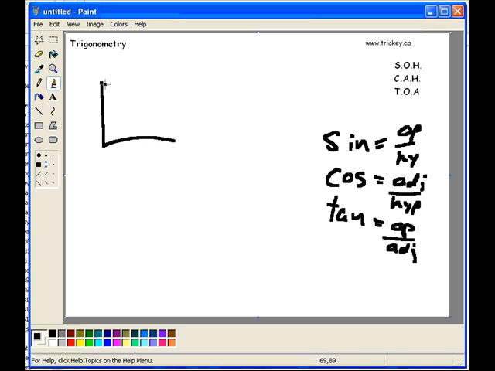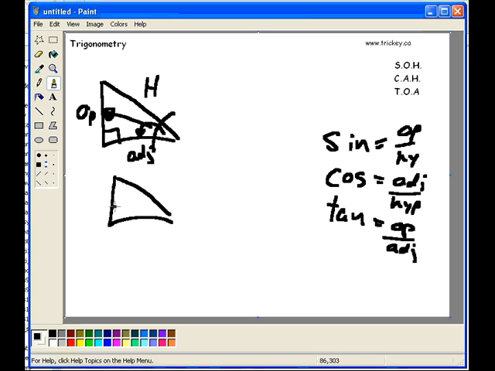So if we have a triangle, in this case a right angle triangle, our hypotenuse is always the long side of a triangle. So that's our hypotenuse. The opposite and adjacent can switch depending upon which angle we're looking at. If we're looking at this bottom angle down here, then the side that is directly opposite that angle becomes your opposite, and the side that is right beside the angle is your adjacent.